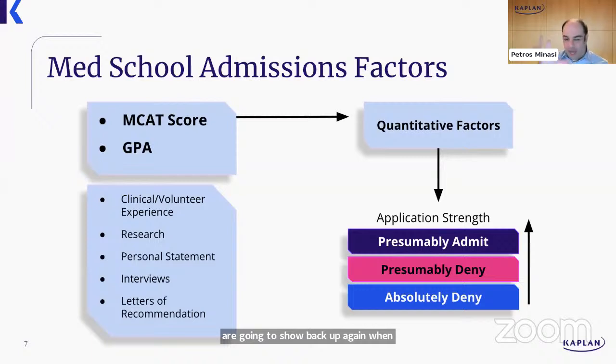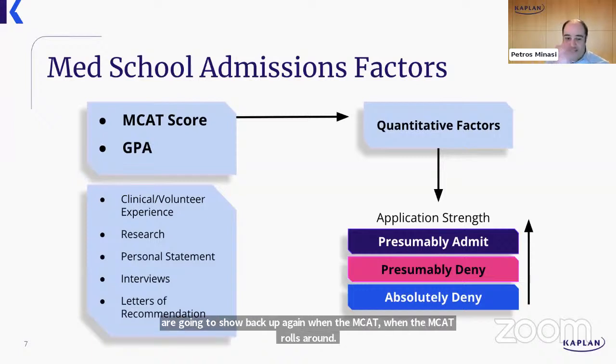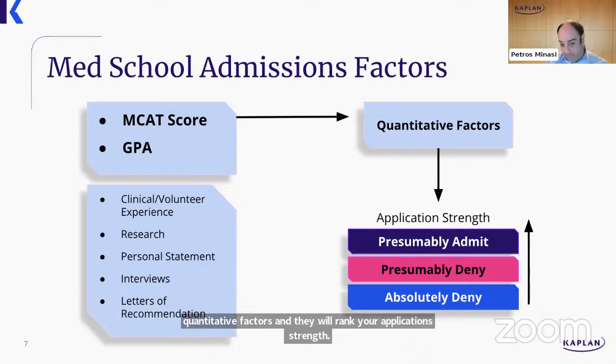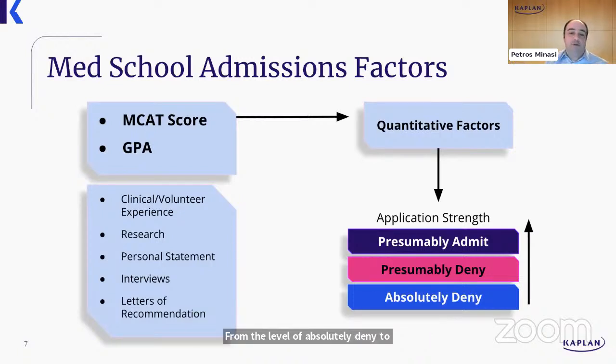So I alluded to this already as far as how this all works, how this fits into the picture, but just to frame it up for you. When med schools are evaluating your application, they will look at your MCAT scores and your GPAs as your quantitative factors, and they will rank your application strength from the level of absolutely deny to presumably admit. Notice there is no such thing as an absolute admit. I mean, you can have a 4.0, a perfect MCAT score, and there's no guarantee for admission because the final decision the medical schools are going to be making is going to be a holistic decision.